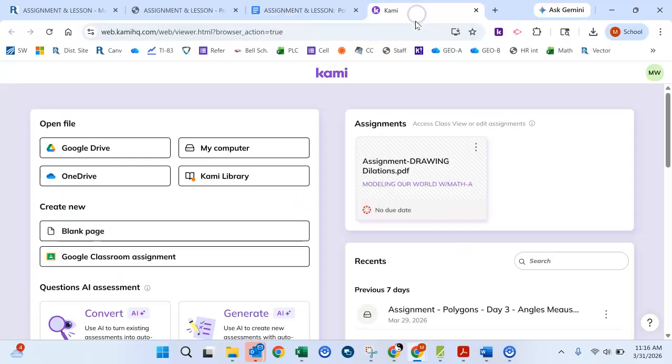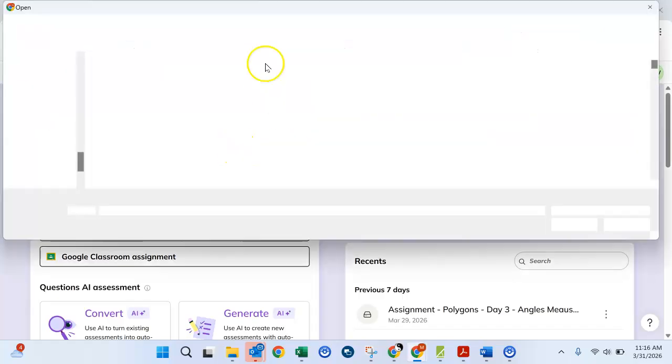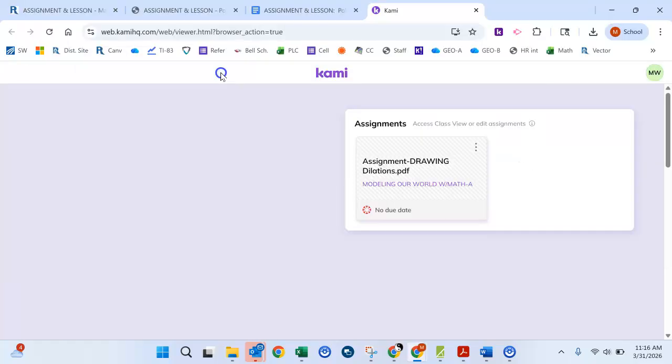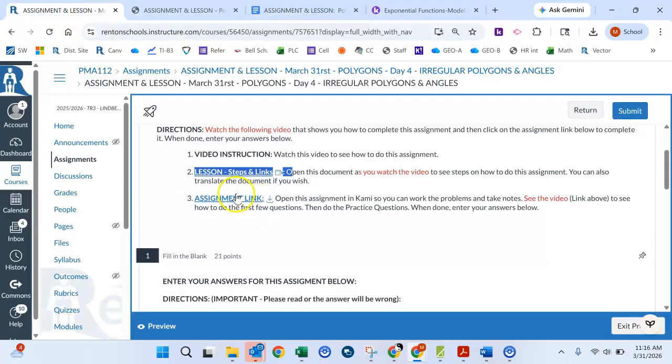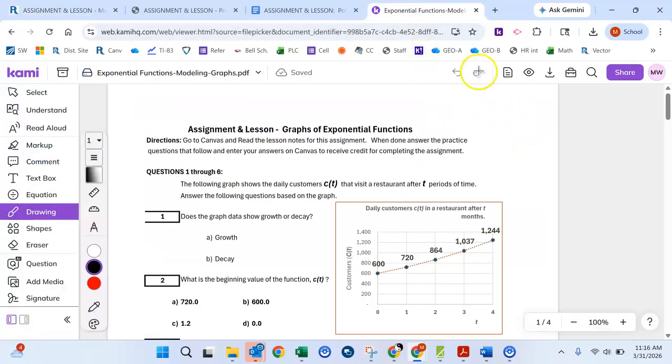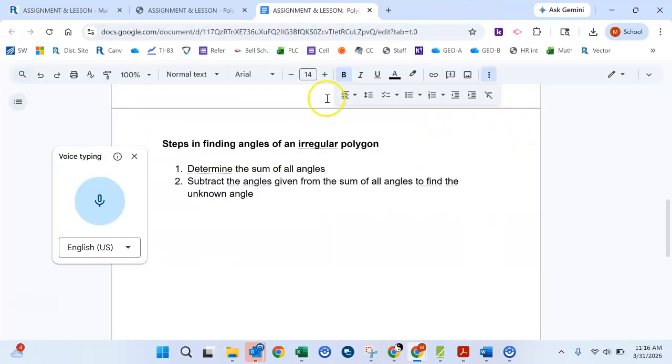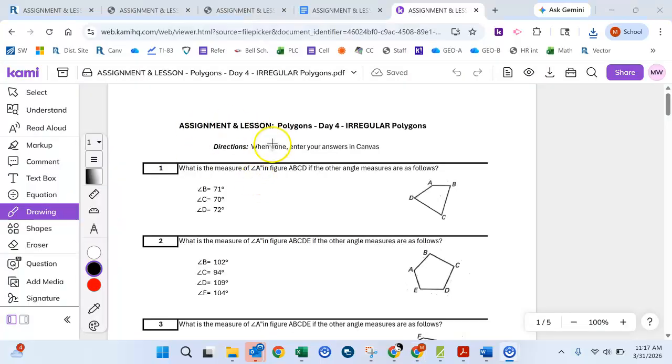So let's go to the assignment. Let's open it up. By the way, that would be right here. Let's go ahead and open the link. Make sure you use the arrow to download it. Okay, hold on. Okay, so here is our assignment.